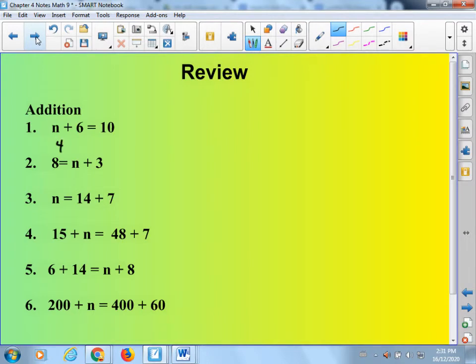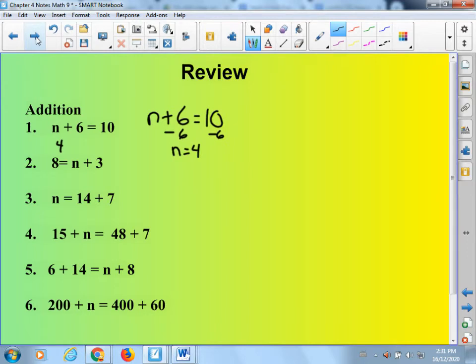Now, if I asked you to solve it with algebra, you would be showing how to do this by showing the steps. And the steps are showing the opposite order of operations. So I start with the adding and subtracting, and I do the opposite. So the opposite of plus 6 is minus 6. And what I do to one side of the equation, I have to do to the other, which gives me n equals 4.